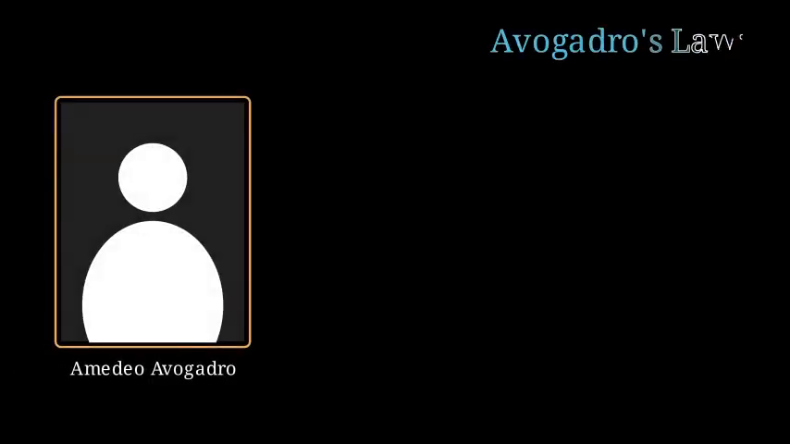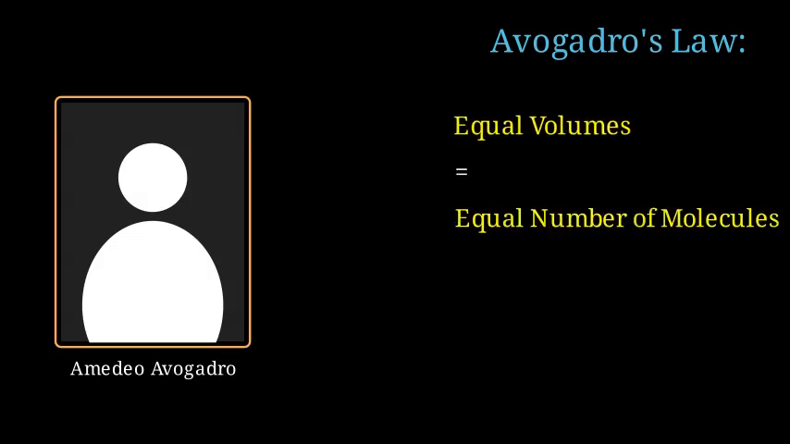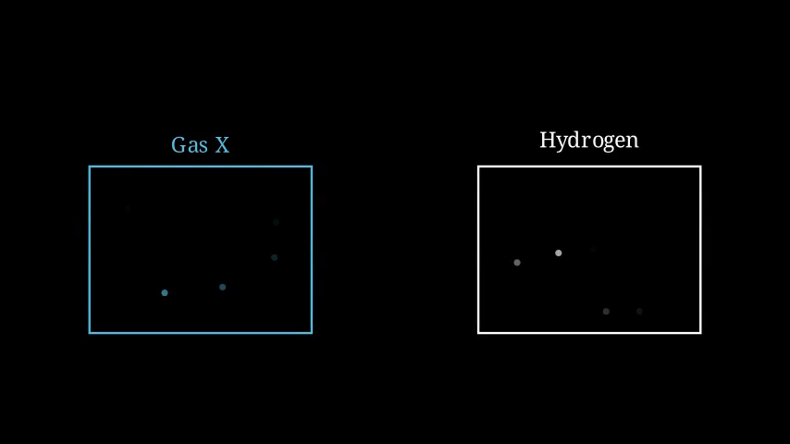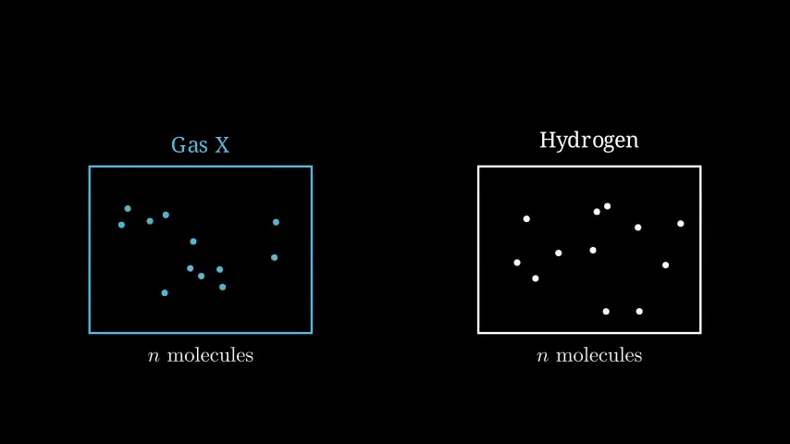But here's where the key insight comes in. Around 2 centuries ago, Amedeo Avogadro proposed that equal volumes of all gases, at the same temperature and pressure, contain an equal number of molecules. Let's visualize this. Picture our two containers again. Even though the gases inside might be completely different, Avogadro tells us that if the volumes are the same, the number of molecules inside must be the same too. Let's call that number N.